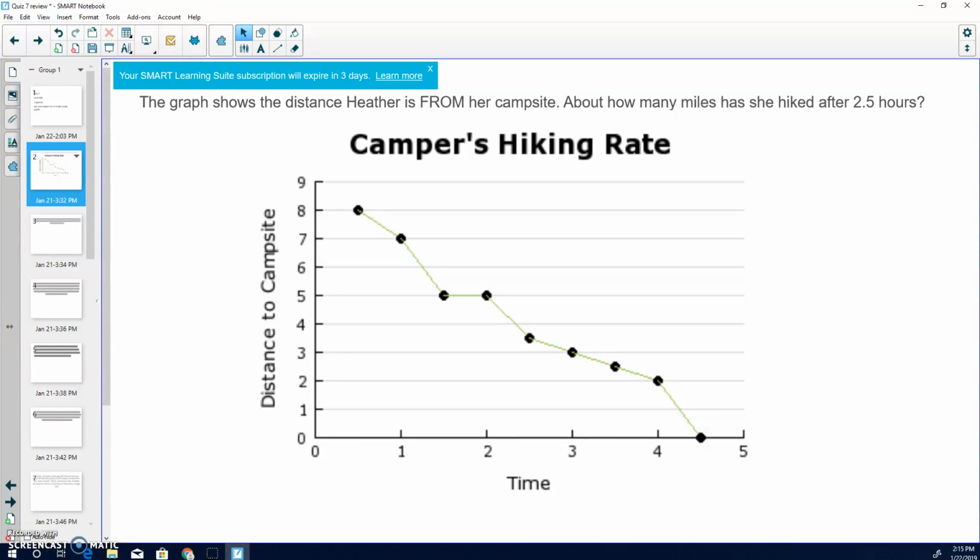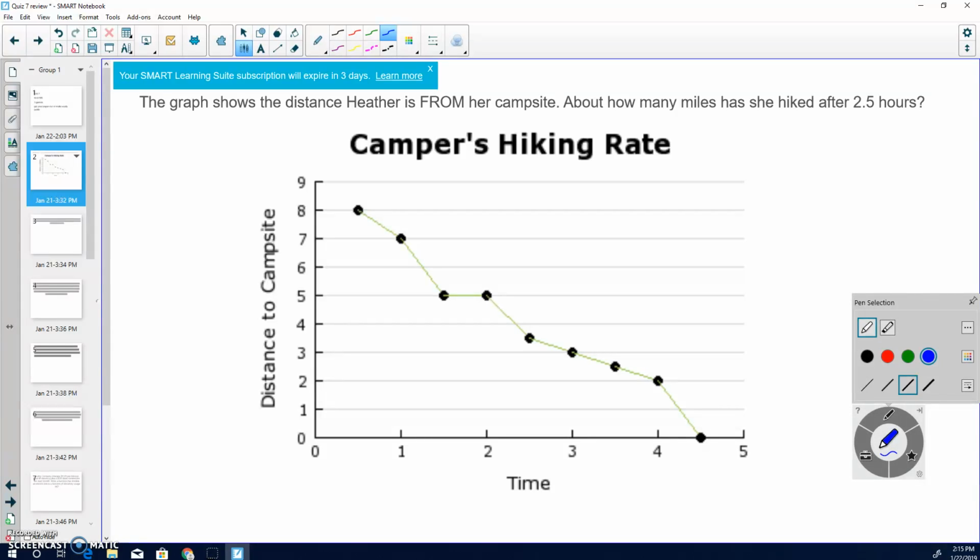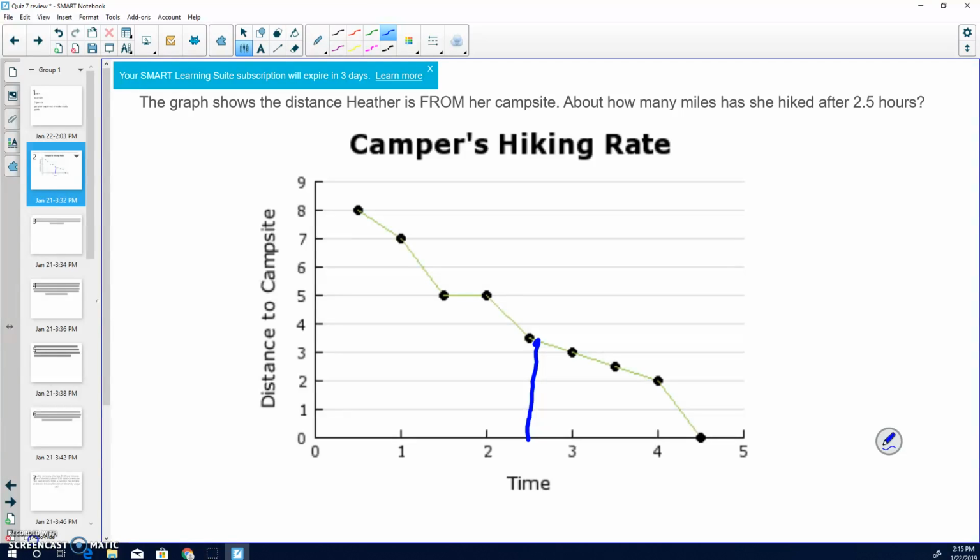Okay, it says the graph shows the distance Heather is from her campsite. About how many miles has she hiked after 2.5 hours? So I look at my time, which is my independent variable. I look at my time and I go to 2.5, and I'm going to go straight up. About how long is that? 3.5. That would work.